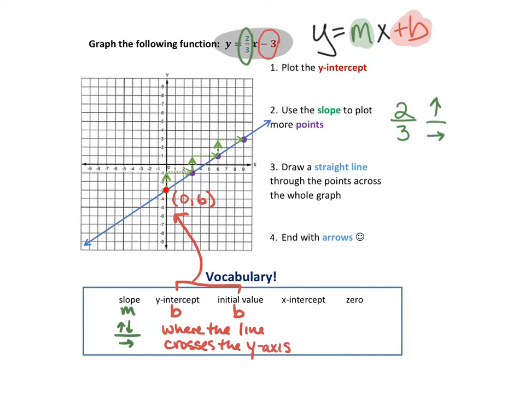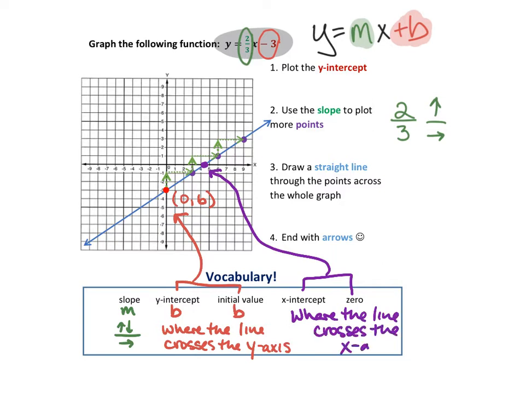The other vocabulary we're going to deal with today is the x-intercept and zero. These are not seen in the y equals mx plus b formula, but they are locations on the graph. They mean the same thing. They're going to occur where the graph crosses the x-axis. There's a coordinate right there. That is where the line crosses the x-axis, the x-intercept, or the zero.